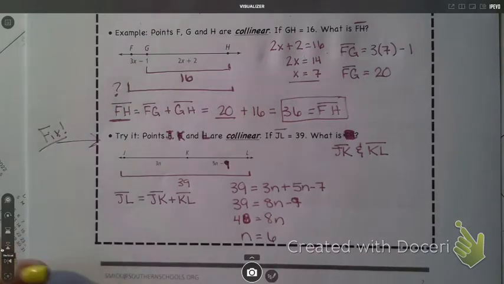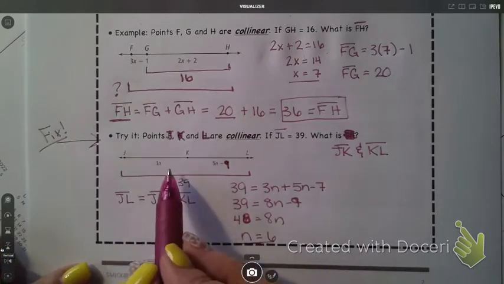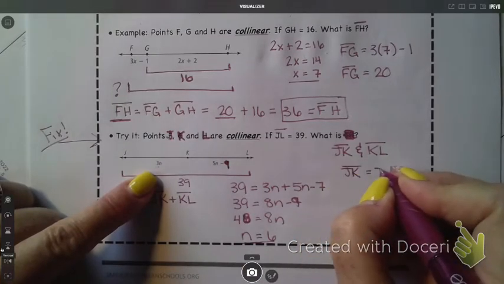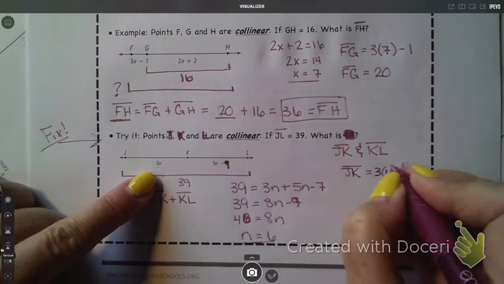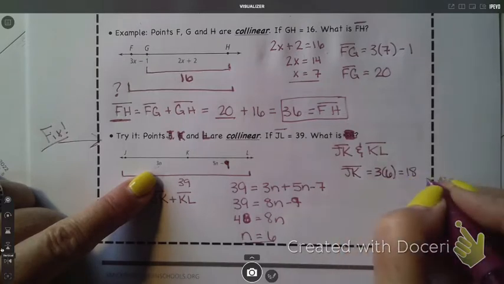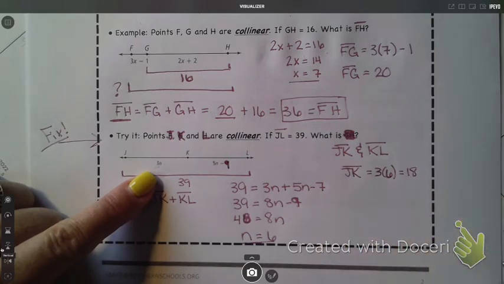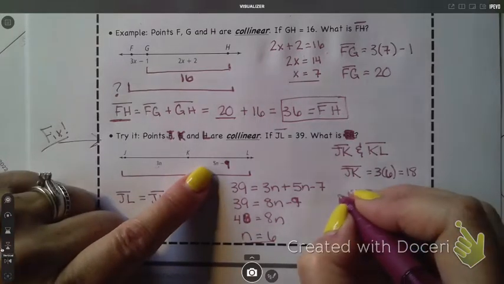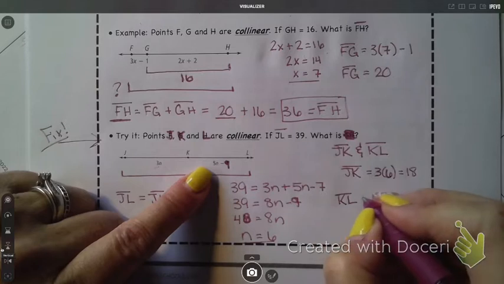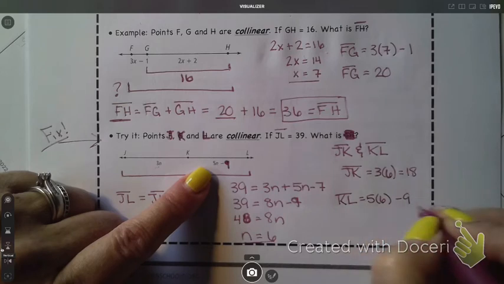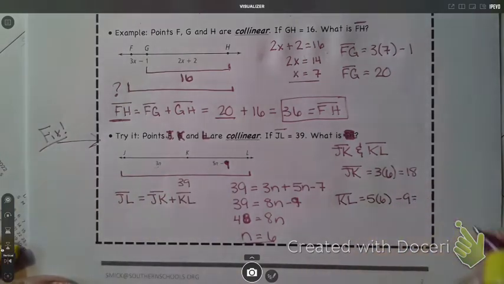Okay, so now what am I going to do with this? Plug it into JK. So JK equals 3 times 6, so it is 18. 18. And your units, if you have any, I keep pushing that because you'll miss a half a point of the problem for no units. That's silly to lose, right? Okay, KL equals 5 times 6 minus 9. So 30 minus 9 is 21.